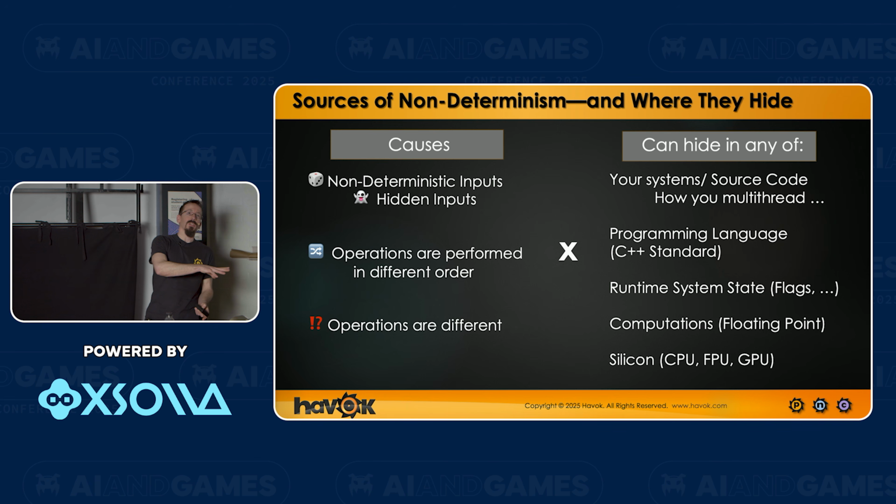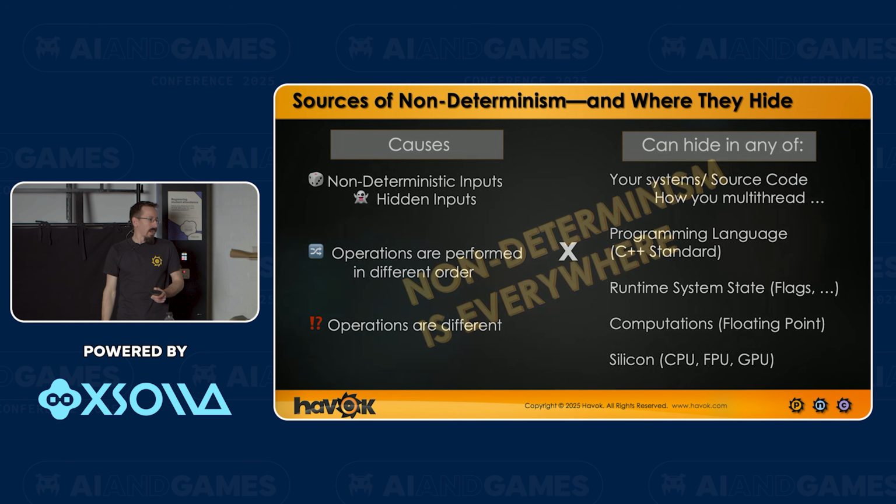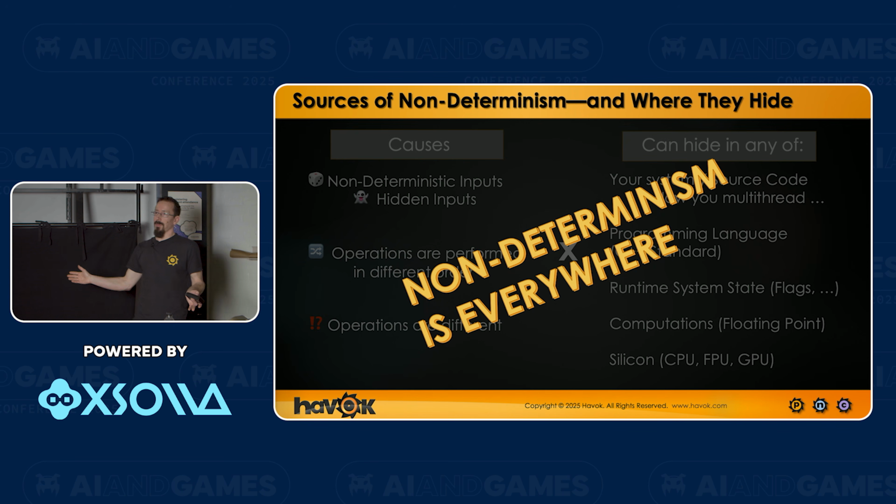And all of these causes can hide in any of the things on the right side, which is your systems, your source code, your programming language, your runtime system, your computations with floating points, or on the silicon itself. So these are the things sometimes you don't control. And so non-determinism is everywhere. We want to have cross-platform determinism.